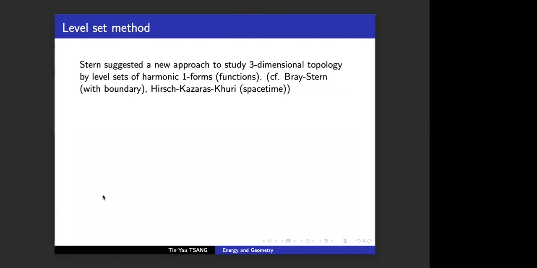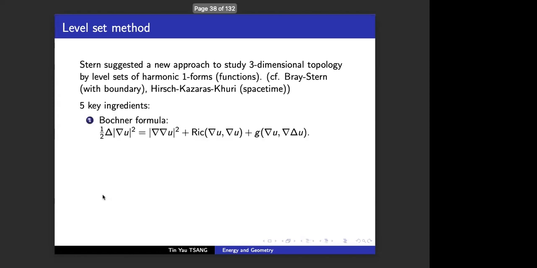And then let me introduce the level set method. Say we have such a function, what can we do? Why do we care about that function? So Stern suggests a new approach to study three-dimensional topology, in particular concerning scalar curvature. Then correspondingly, his work with Bray considered the manifold with a boundary, and then the Hirsch-Kazaras curve is considered as an integral first inducing set. And altogether, there are five key ingredients.